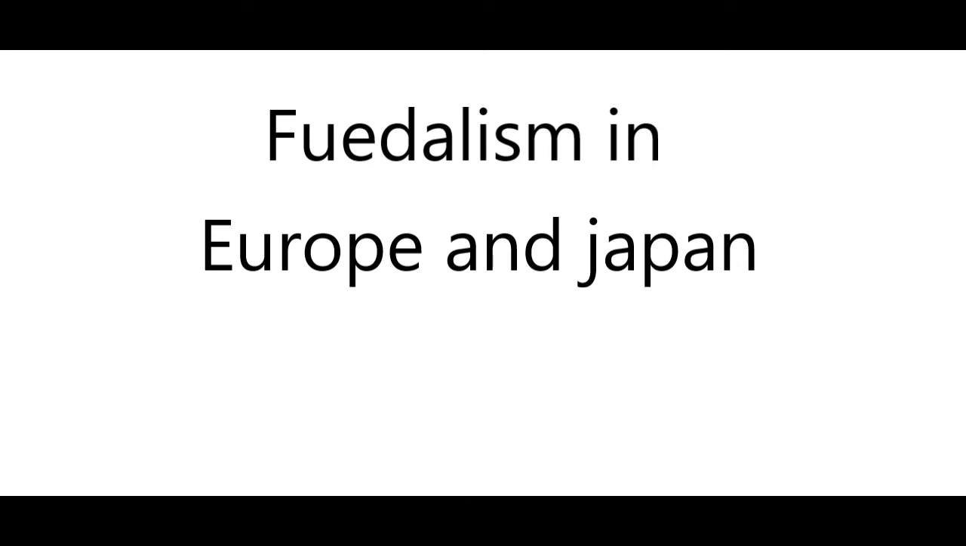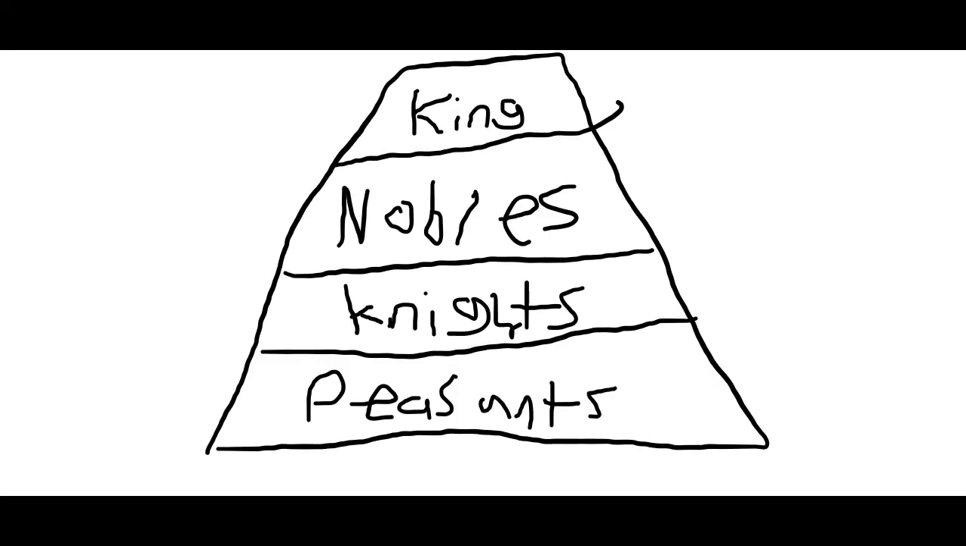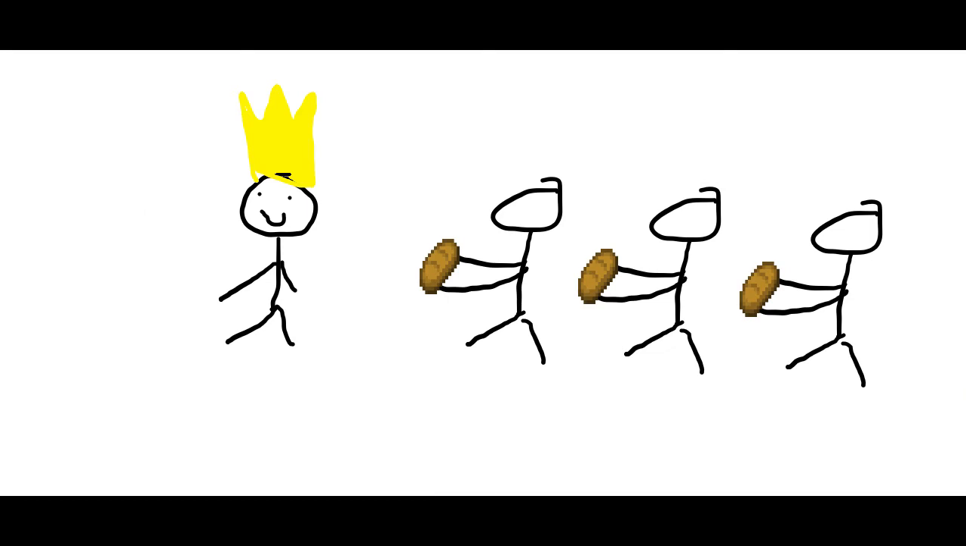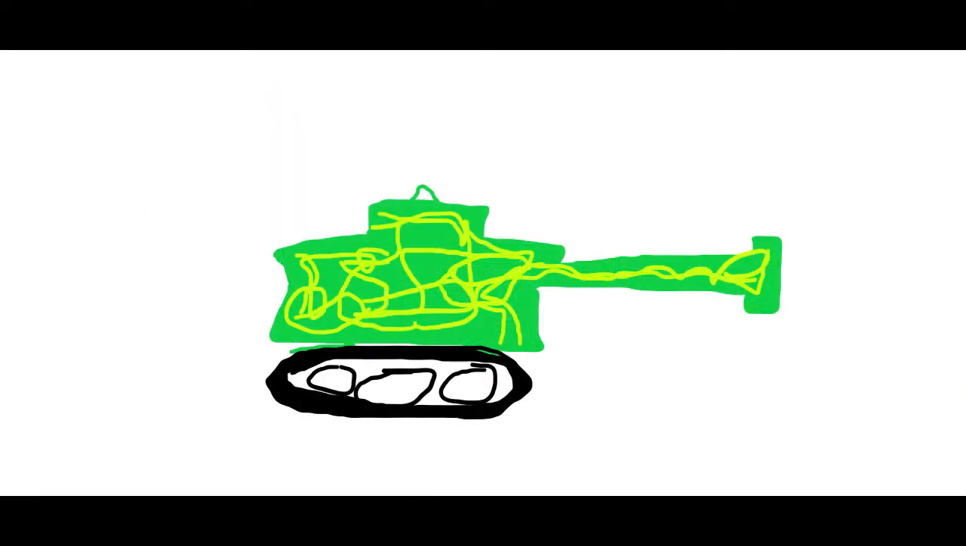Now we're going to talk about feudalism in Europe and Japan. Feudalism is the dominant social system in medieval Europe, in which nobility held lands for the crown in exchange for military service, and the vassals were in turn of the nobles, while the peasants, like serfs, had to live on the lord's land and give him homage. Also, they would have to do labor and give a share of all their produce in exchange for military protection.